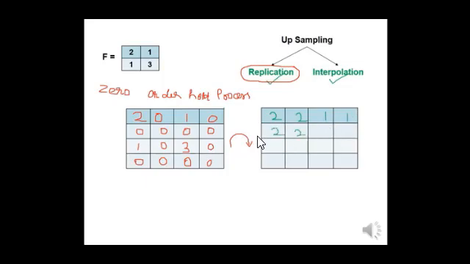Similarly the remaining bottom half of this matrix will also be filled. Okay students, this was the way to form the upsampled function of 2 by 2 pixel size.